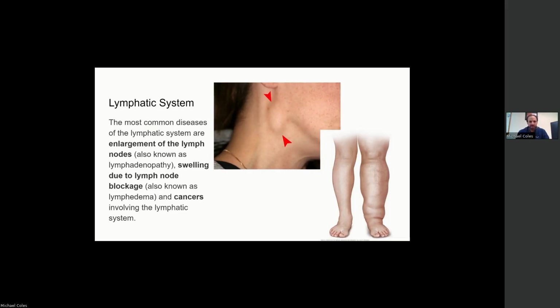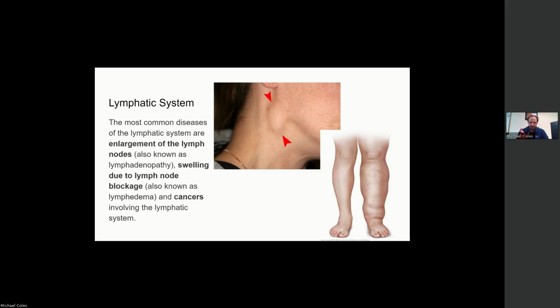In the lymphatic system, when there's an enlargement of the lymph node, it's known as lymphadenopathy. So pathy means something is going on with the pathway. The pathway of the fluid going through, getting filtered and cleaned, is blocked. Lymph meaning lymph, adeno meaning the gland, and pathy meaning the pathway. So this is due to a lymph node blockage.